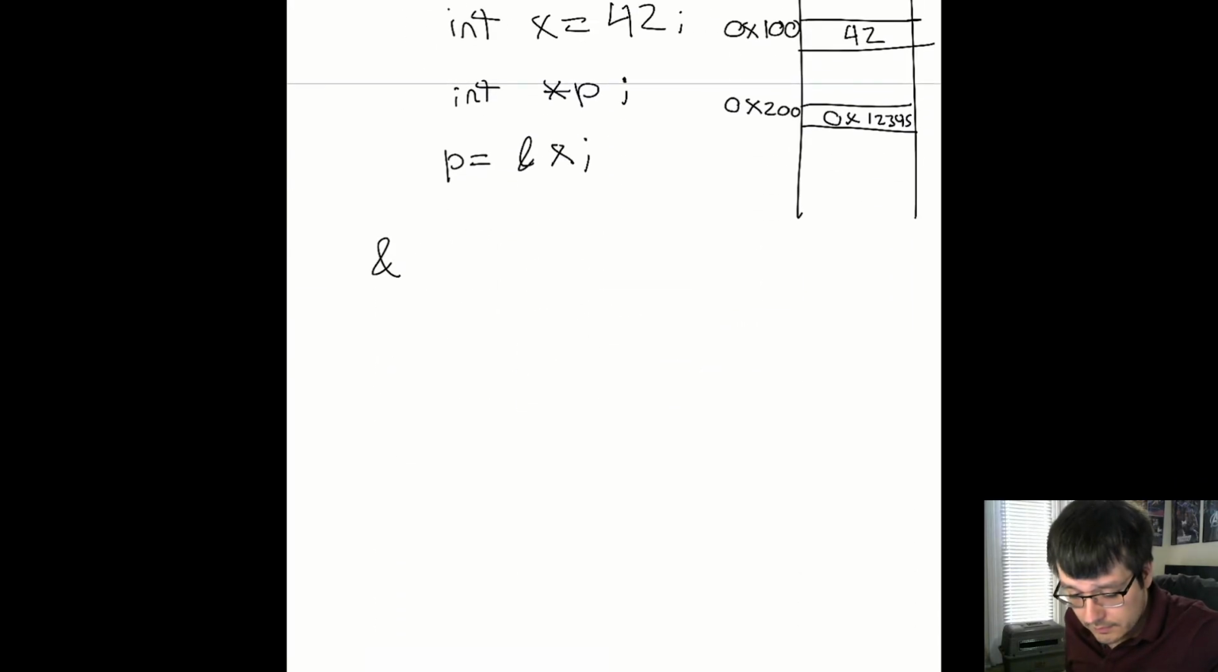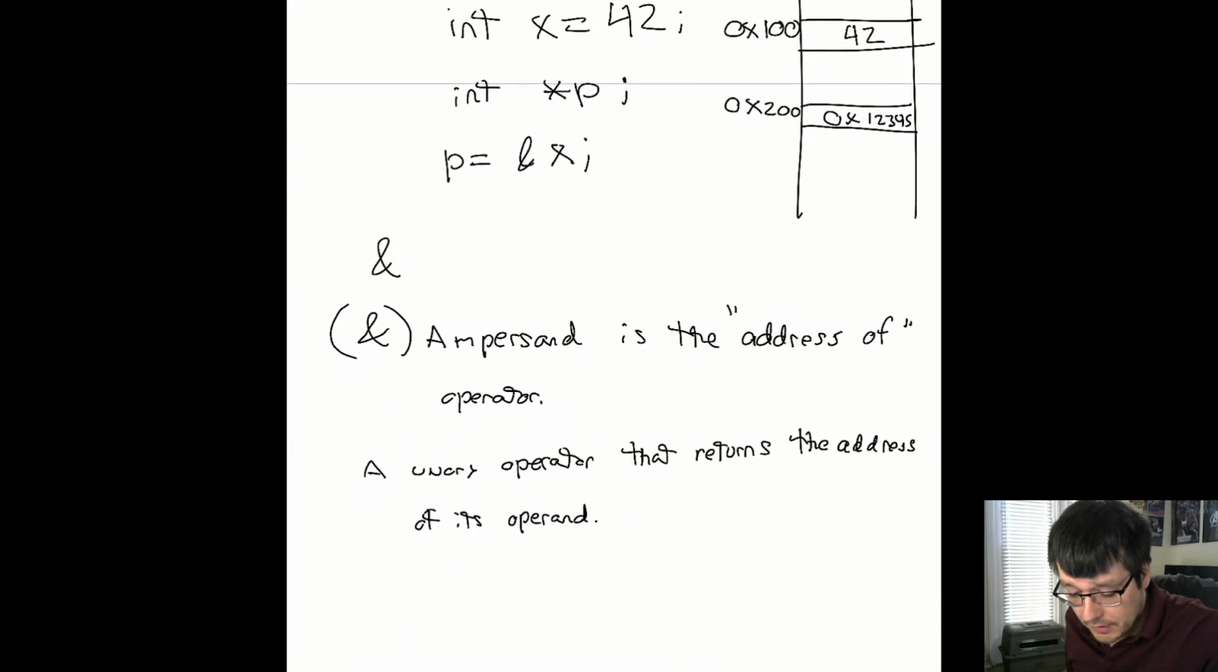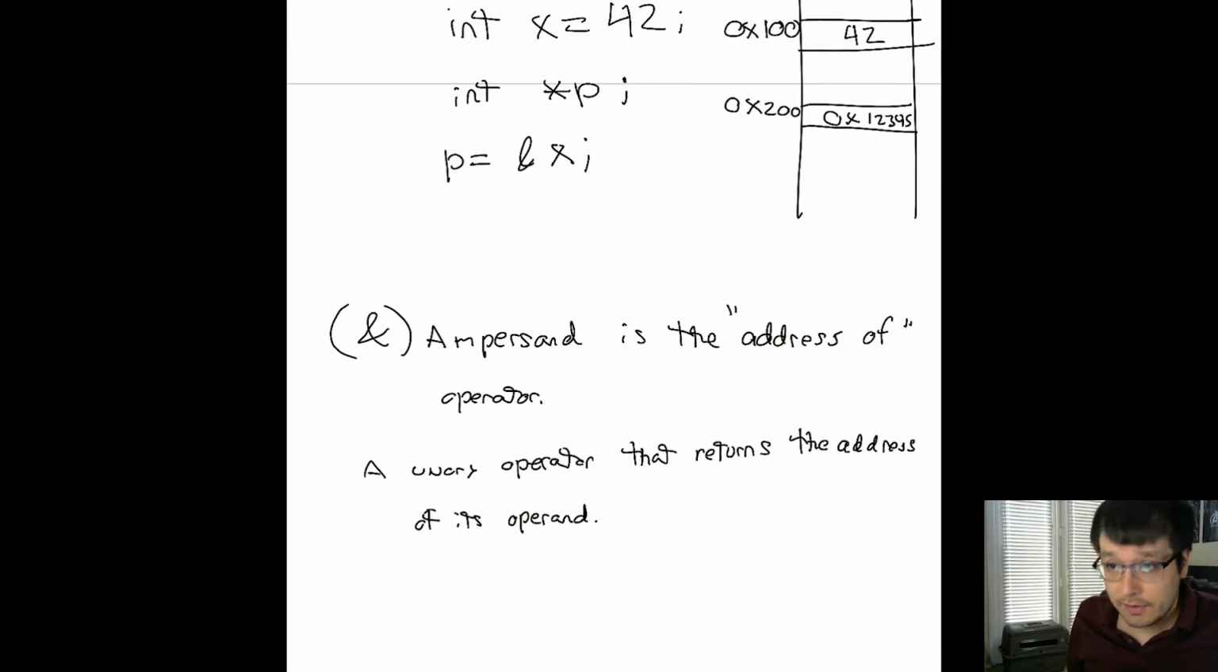Okay, so the address-of operator, also known as the ampersand, is the key on 7 on your keyboard if you hold shift. It's called the address-of operator, and it is basically a unary operator that is going to return to you the address of the operand. So just like the dereference operator, they're unary.